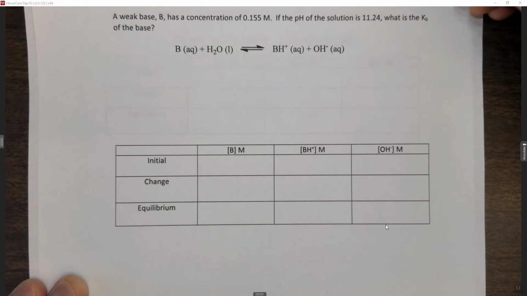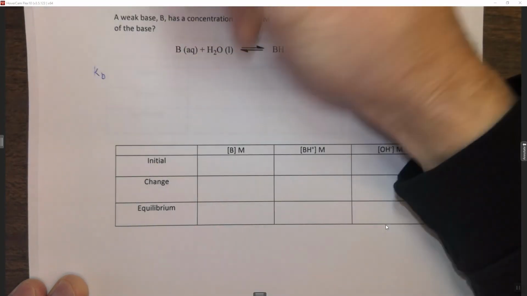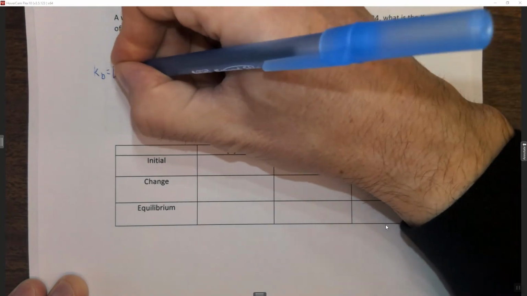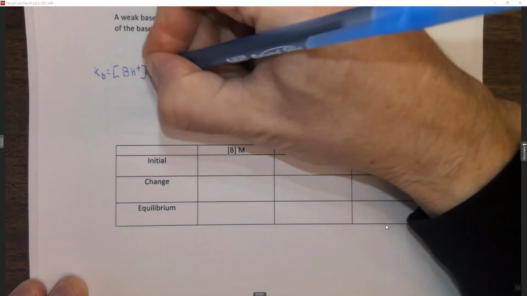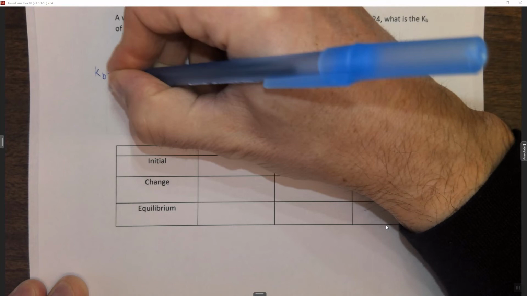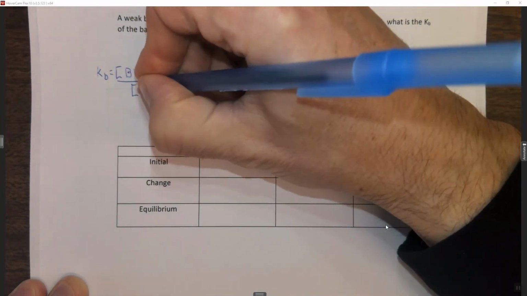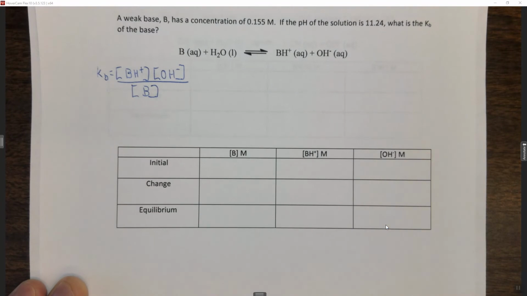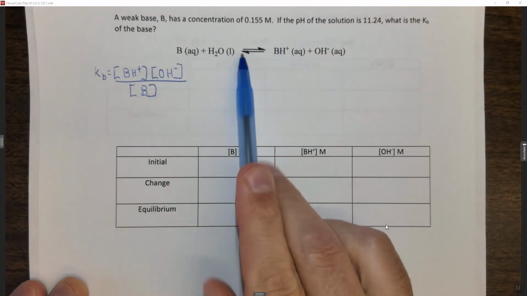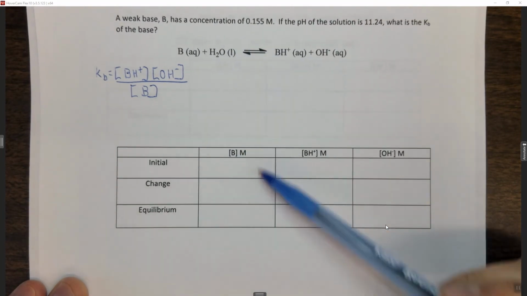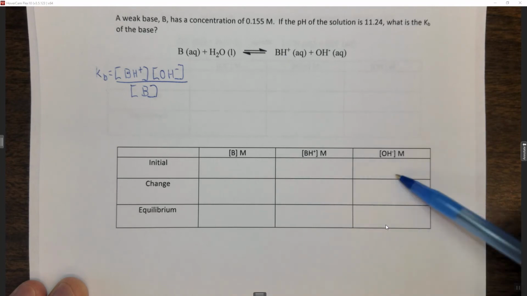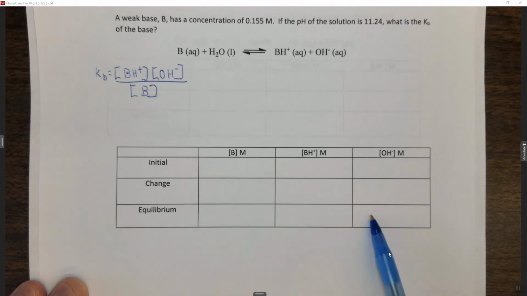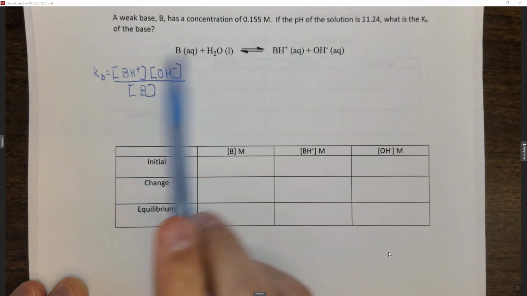So the first thing I'm going to do is write the Kb expression. The Kb expression is the concentration of BH+ times the concentration of OH- over the concentration of B. Notice that water is not here because water is not aqueous. So we need to be able to find a few of these things. Well, we have the concentration of B, which we can plug into our ice table. We know these are initially 0. But the problem is if these become X's, we don't have Kb, right? We're not given Kb here.